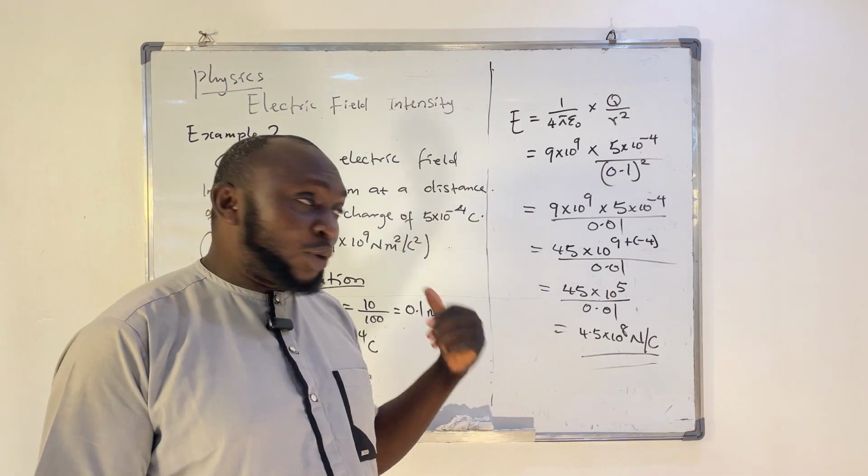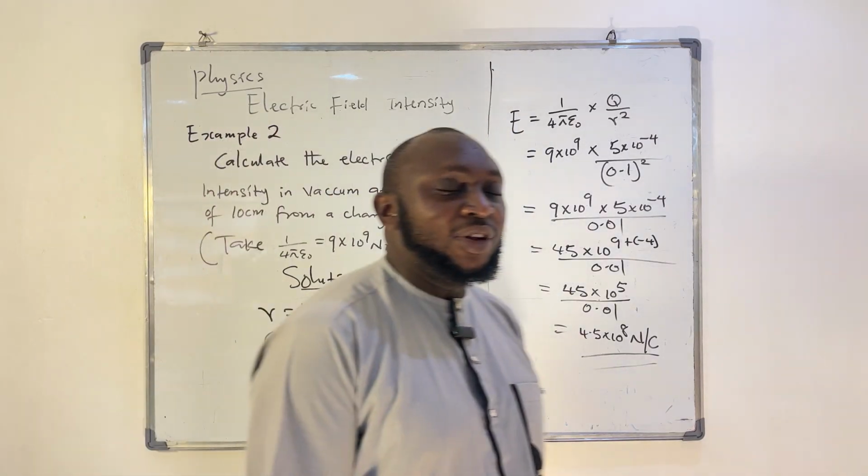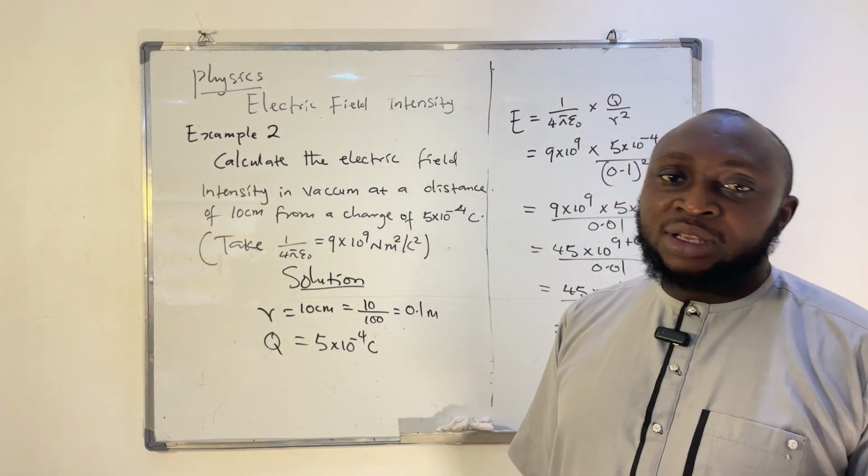That means the value of electric field intensity we were asked to calculate in this example 2, using formula 2, is 4.5 times 10 to the power of 8 Newton per coulomb.